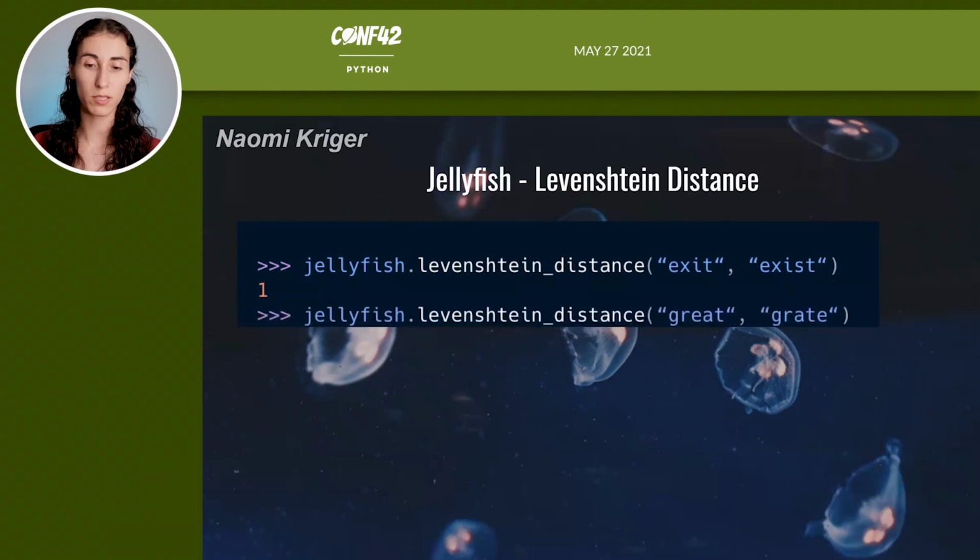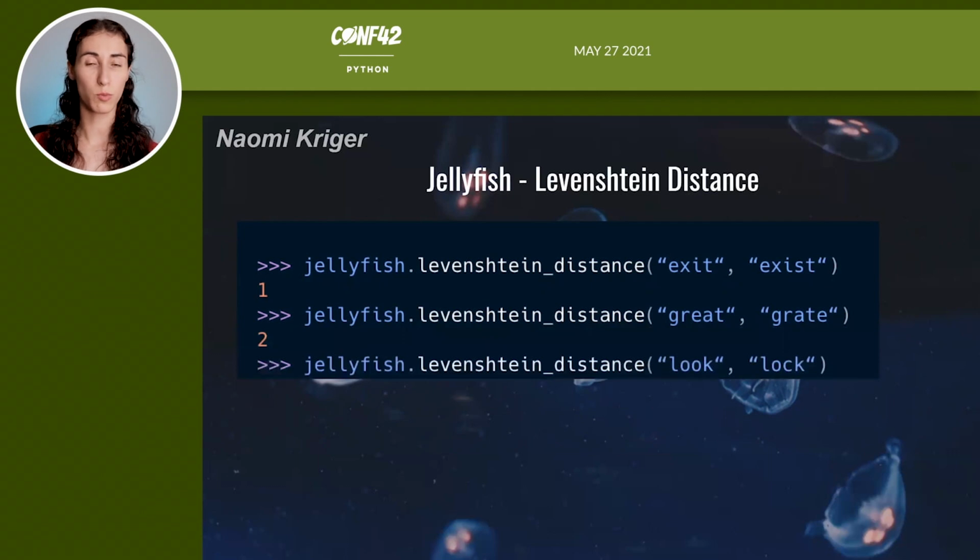Now, in our second example, we can see a comparison between great and grate. In this case, in order to convert string A to string B, all that we would have to do would be removing the letter E from the first string and then adding the letter E again at the end of that string. In this case, the minimal amount of steps required in order to convert string A to string B would be 2. And in our third example, we can see a comparison between look and lock. In this case, technically, in order to convert string A to string B, we could have removed the second O from the word look and then added the letter C instead, and this would result in 2 steps.